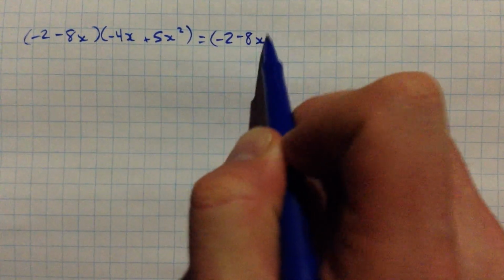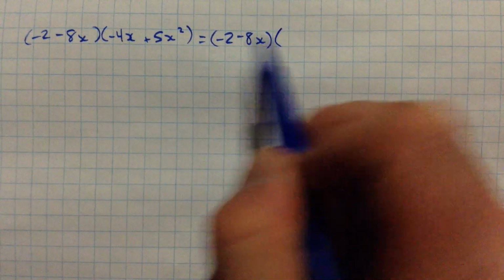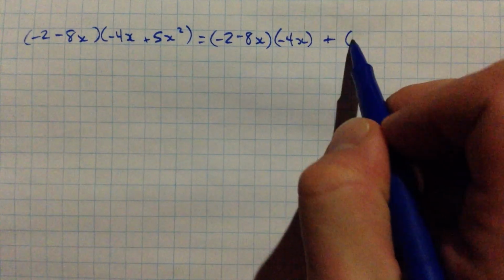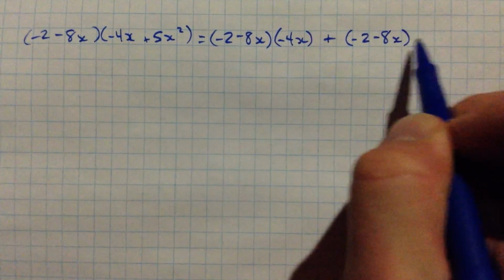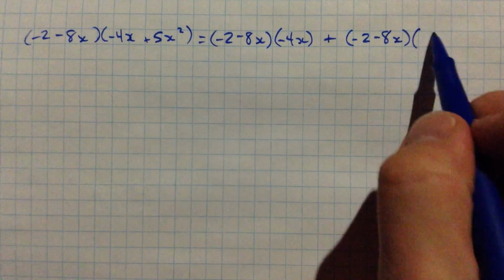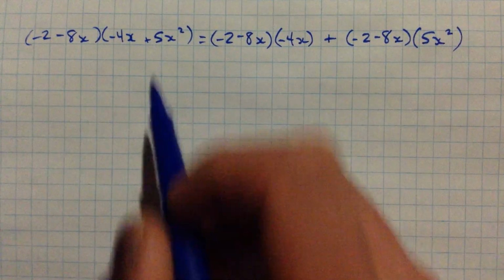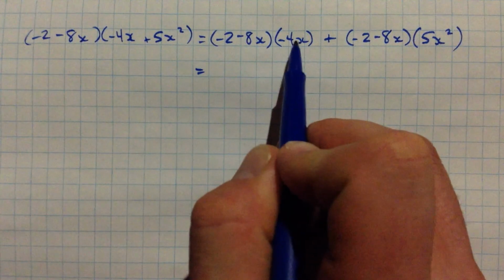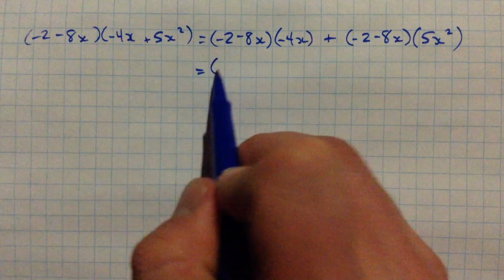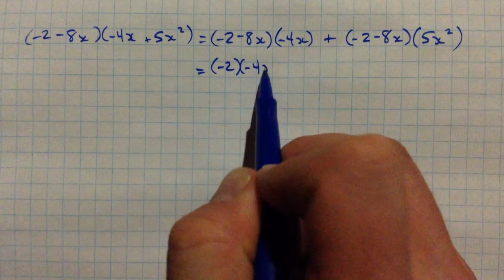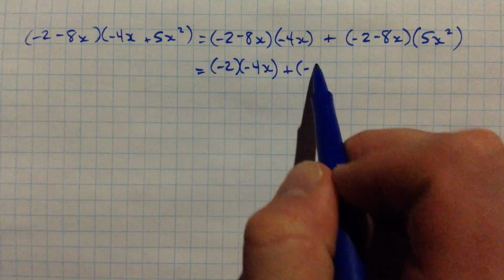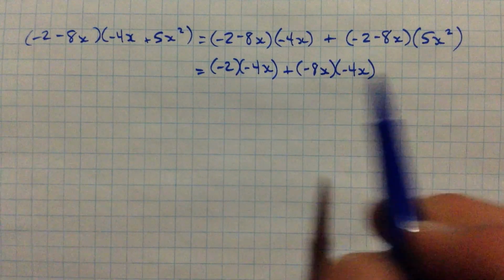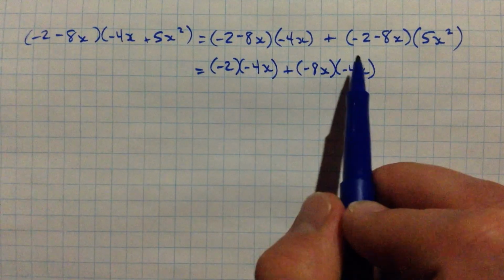Alright, let's do the same thing. Negative 2 minus 8x times the first term, negative 4x. And then I'm going to have another negative 2 minus 8x times the second term, 5x squared. And we start to expand again. Negative 4x times the stuff inside of here, that's negative 2 times negative 4x, plus negative 8x times negative 4x. You see I'm just adding all these together. That's going to make it a lot easier to keep track of all my minus signs.